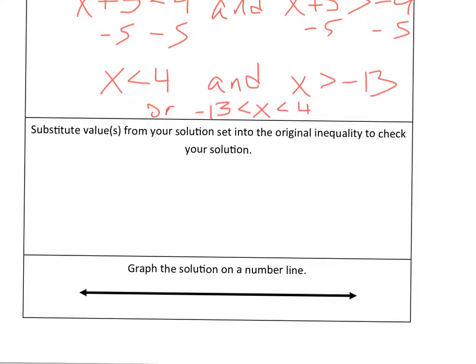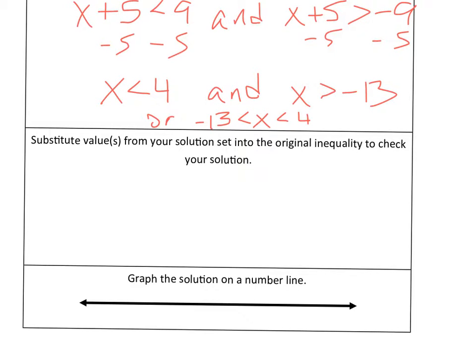Now I'm going to graph my solution. So my two numbers are negative 13 and 4. So I need to be greater than negative 13, so that's going to the right, and less than 4. Open circles because I don't have an equal to.